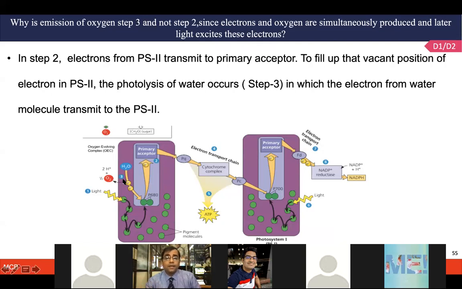So these are going to happen in that sequence, in which the electrons from the water molecules will be transmitted to photosystem 2.